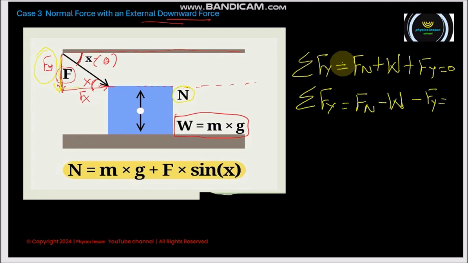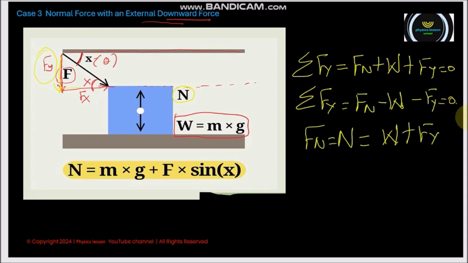is equal to 0. Now take out these two quantities, the weight and the Fy, that we decomposed. And this one is already 0, and we take out, then the normal force is equal to N, which is equal to, when the weight goes to the other side it becomes positive weight, plus Fy.